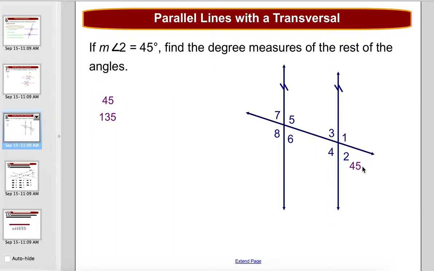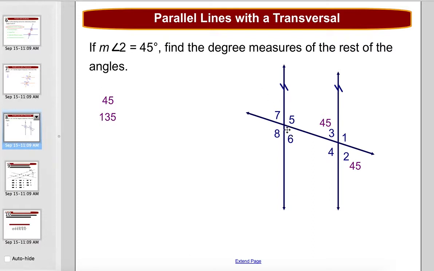So one thing that I actually do a little bit differently than my last example is find all of the 45s first. I know 4 of the 8 are 45, and the other 4 are going to be the supplement of 45. So 3 is vertical to 2, so those are the same, and then they're exactly the same over here.